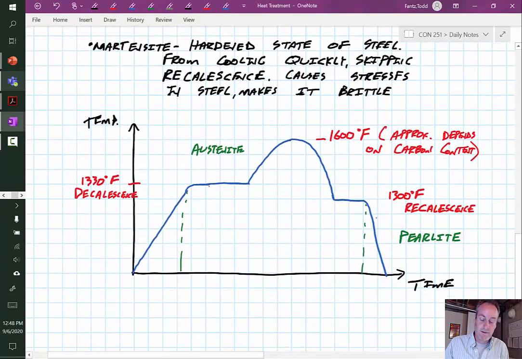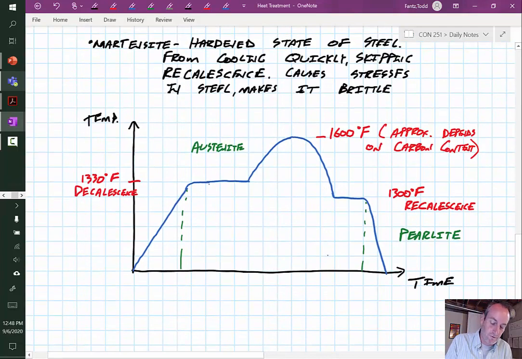Well, the reason it's a required amount of time is we're working right along this flat section, right? So that's our required time to get all the molecules, at the molecular level, to start to line up in their certain way, and then we start to move up while we're in this austenite phase.